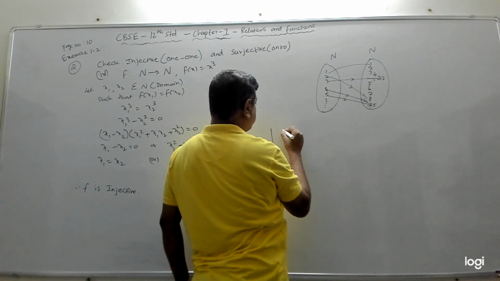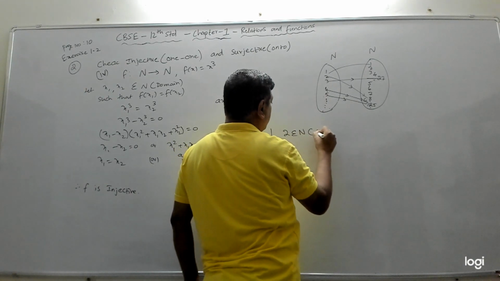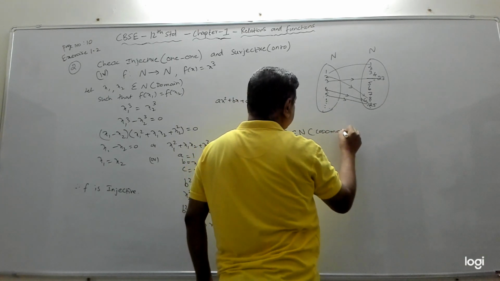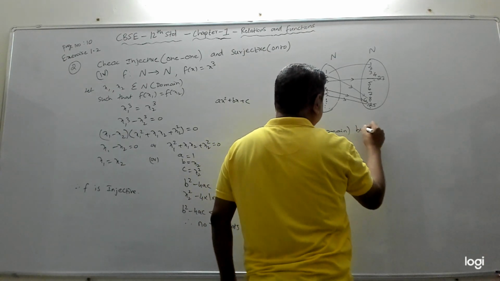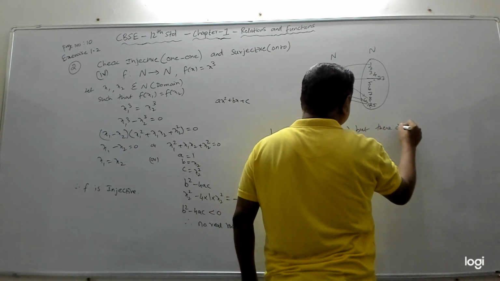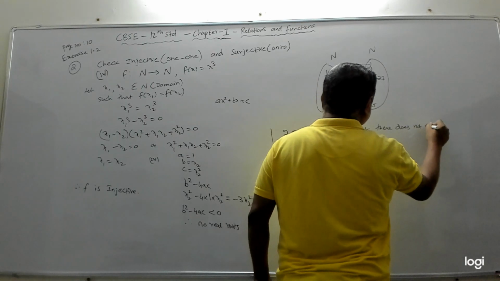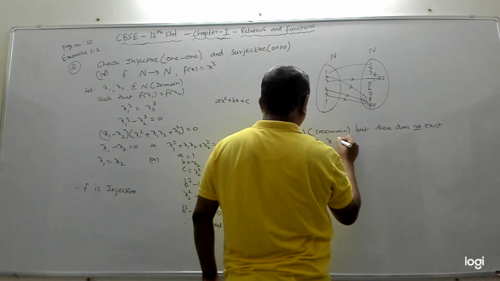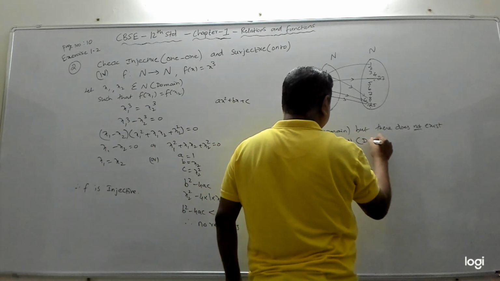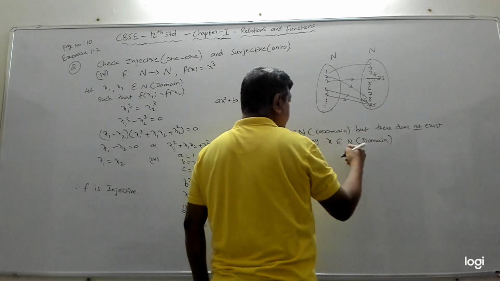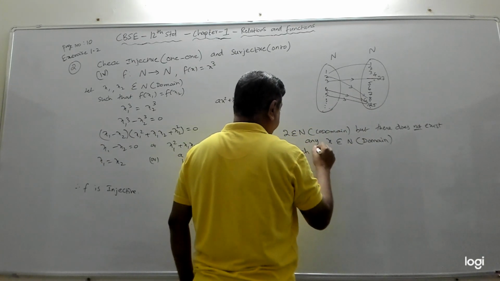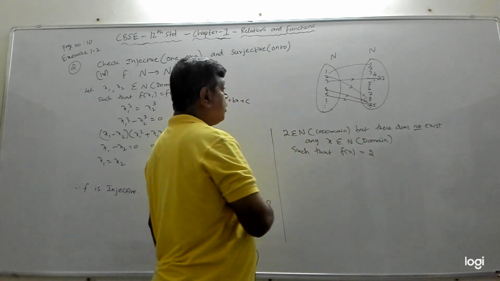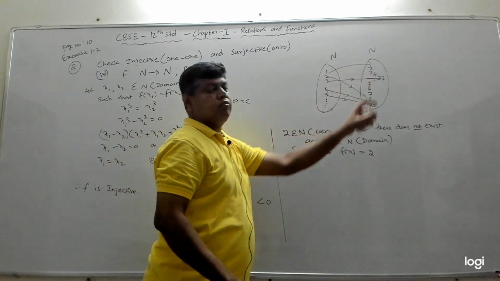Suppose 2 belongs to N, which is the codomain. We are taking an element from the codomain, but there does not exist any x belonging to N, the domain, such that f of x is equal to 2. We cannot find any x such that f of x gives me 2.